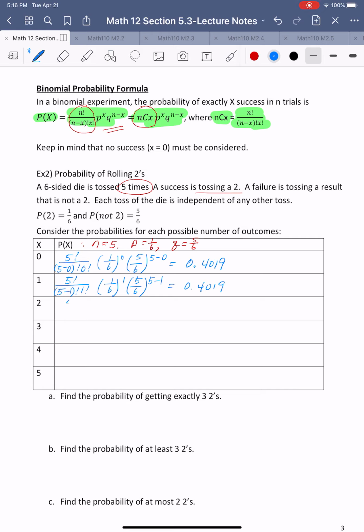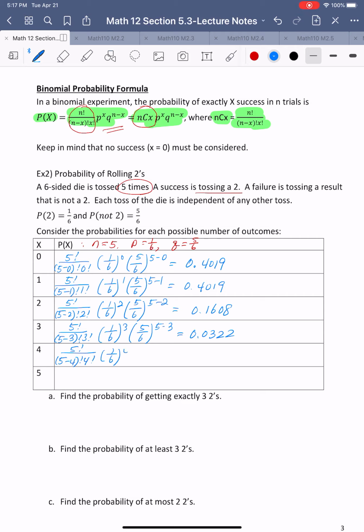And then for the 2, so what if you have a 2 times of 2? So 5 minus 2 factorial and 2 factorial, and 1/6 to the second power and 5/6 to the 5 minus 2 power, which comes out as 0.1608. And 5 factorial, now you got 3 of the 2, and 1/6 to the cube, 5/6 to the 5 minus 3, which is 0.0322. 5 factorial, 5 minus 4 factorial, and 4 factorial, 1 over 6 to the 4th, 5 over 6 to the 5 minus 4, which is a 1.